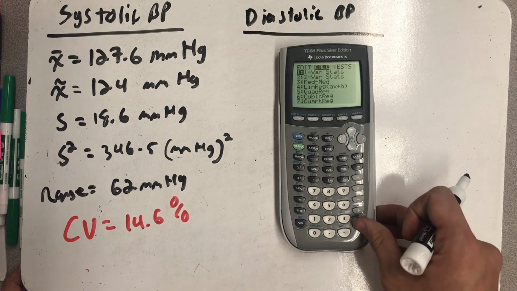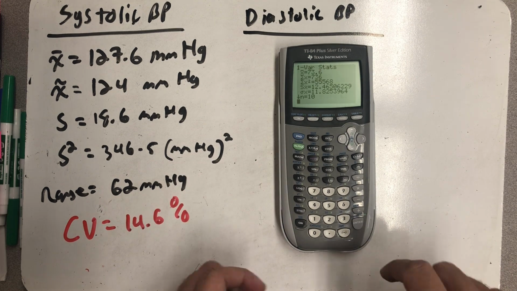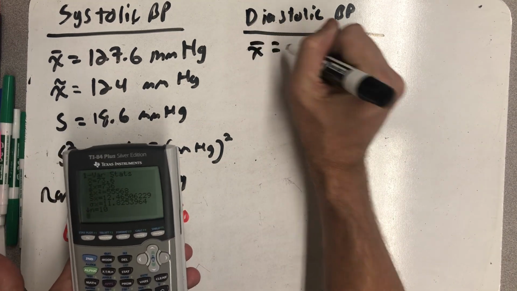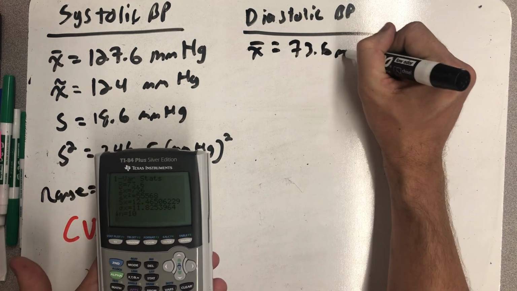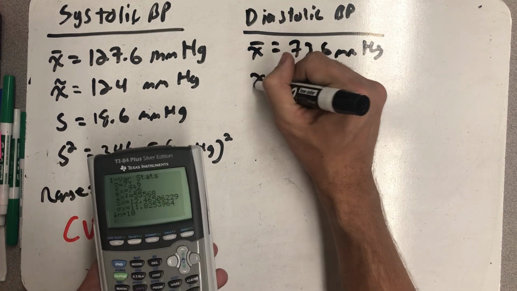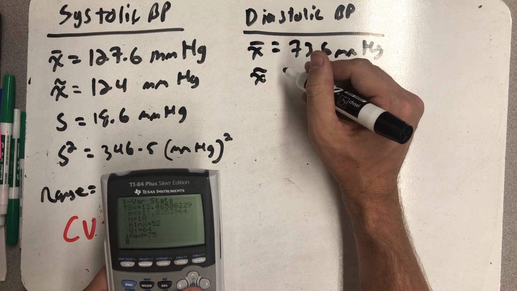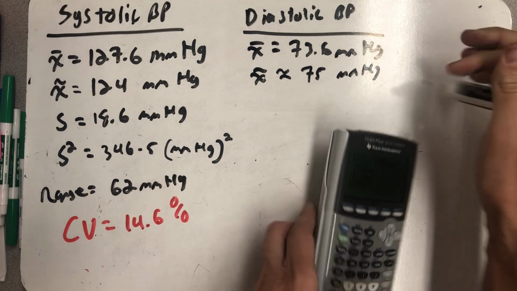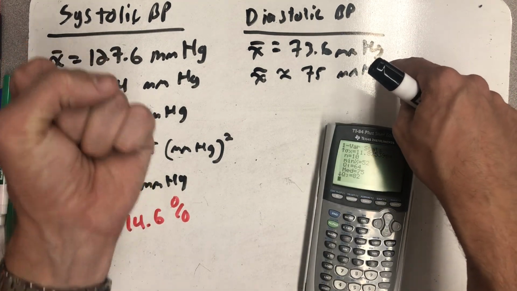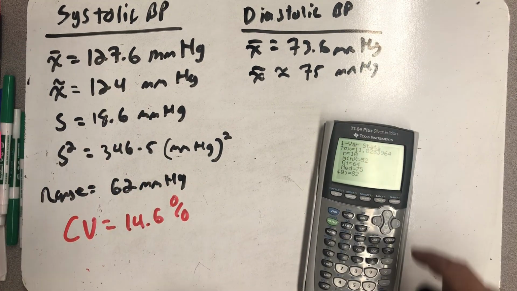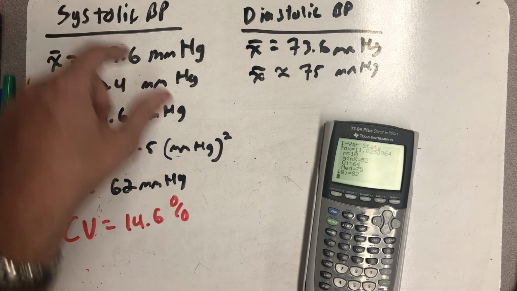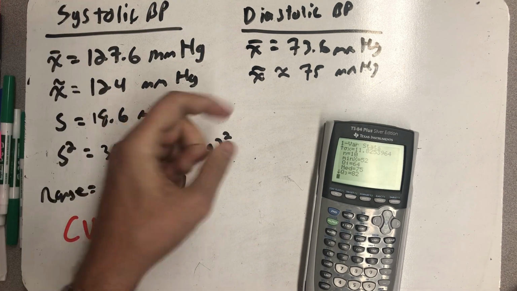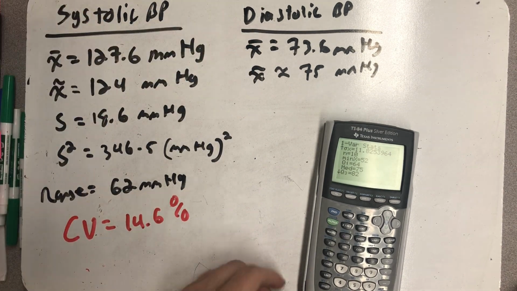Those were in list 2. And here are the summary statistics. 73.6 millimeters of mercury. The median, 75. So I can see the measures of center are very different for these, right? Your systolic blood pressure is higher on average than your diastolic blood pressure. Well, we don't need to know this for a stats class, but this blood pressure is when your heart squeezes, and this one's when it's relaxing.